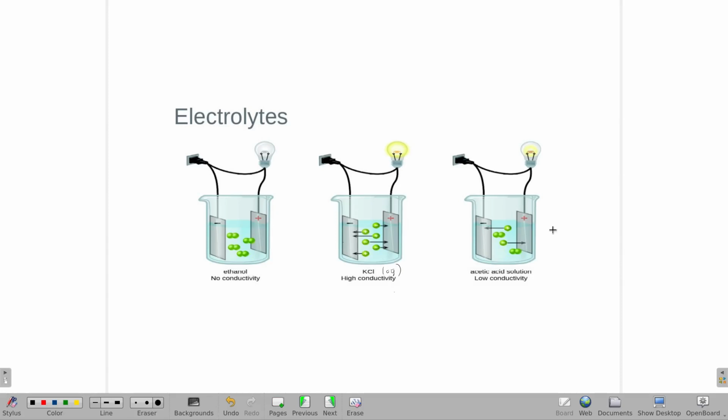Acetic acid, vinegar, doesn't nearly separate as much. It's not going to create as many ions. It is enough to actually create a current, so that light bulb would come on a little bit. And ethanol over here on the left, we wouldn't expect it to do much of anything. Even if we make the solution extremely concentrated, that won't make a difference. There's not much we can do to make that conduct electricity.